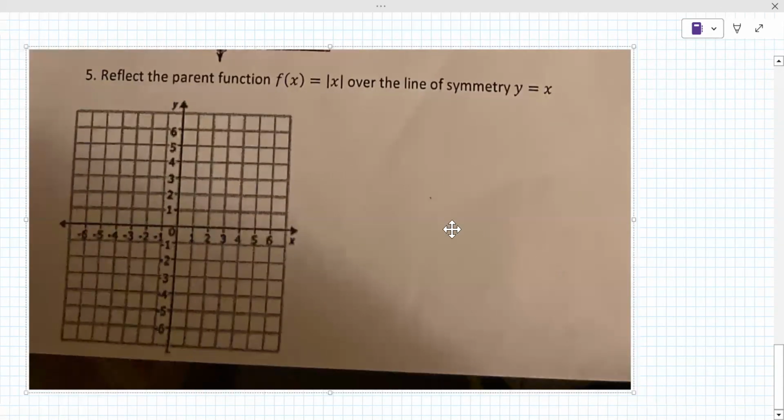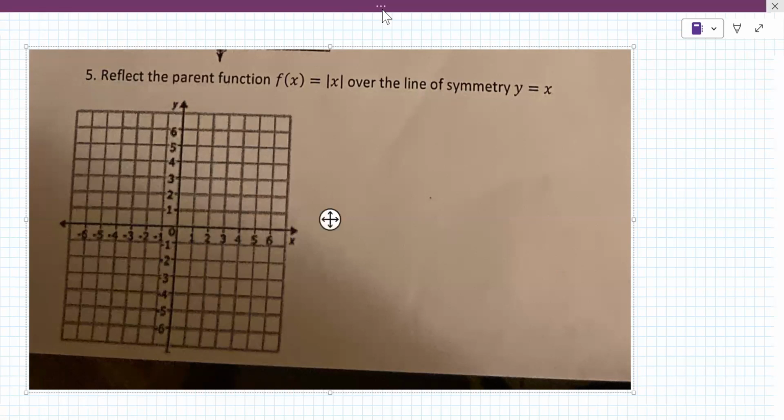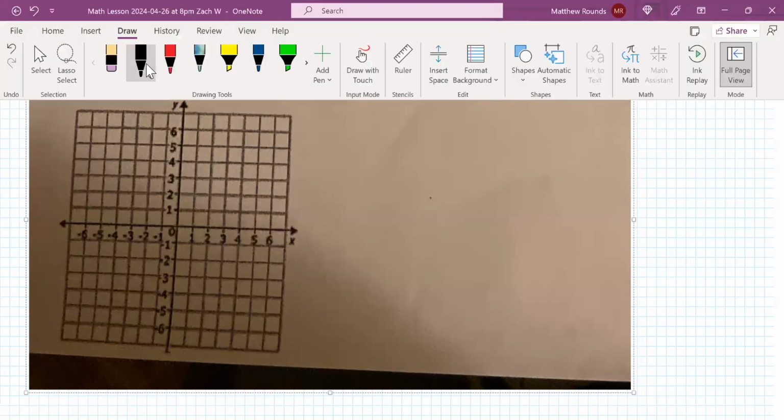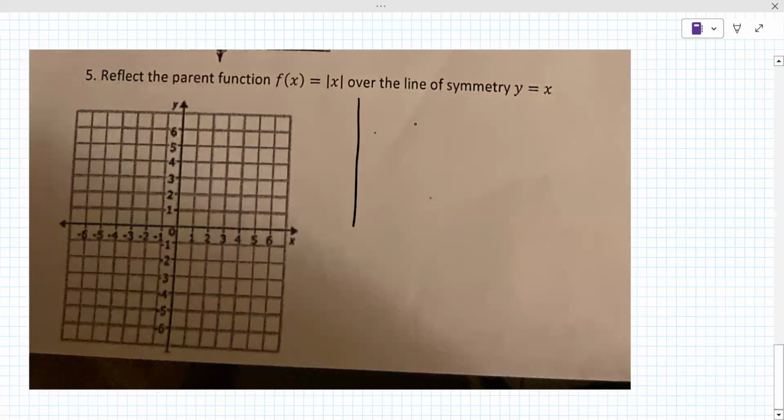Reflect the parent function f of x equals absolute value of x over the line of symmetry y equals x. All right, so let's look at y equals absolute value of x. Do you remember any points on that parent function? That it's (0, 0), (1, 1), (2, 2), (-2, 2). Yeah, let's do (-1, 1), (0, 0), (1, 1).